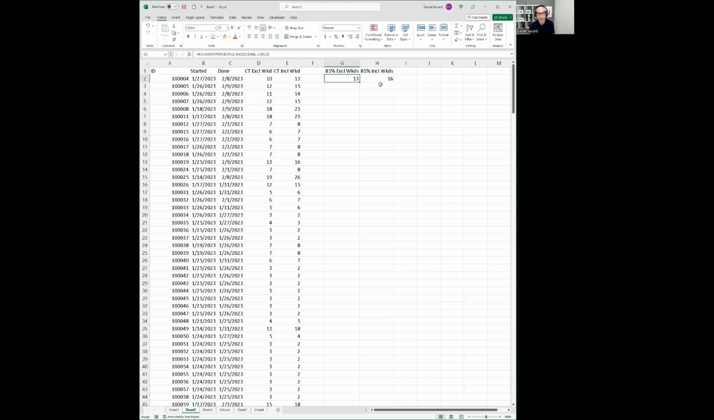We can go in and figure out the 85th percentile for each of these data sets as well. The 85th percentile for our cycle time excluding weekends is 13 days, and the 85th percentile for the cycle time including weekends is 16 days. Again, this is what you would expect.